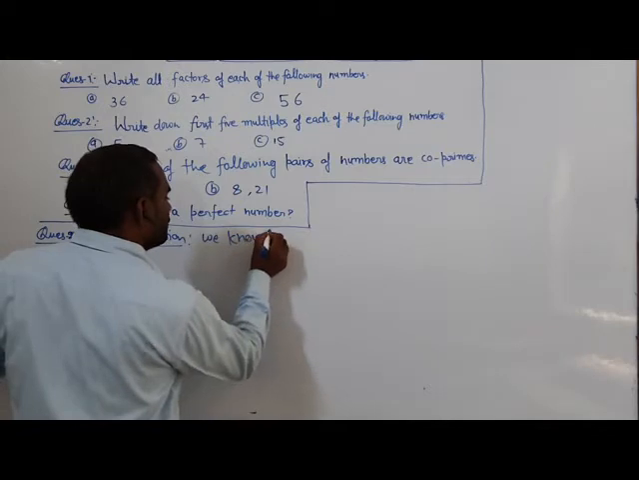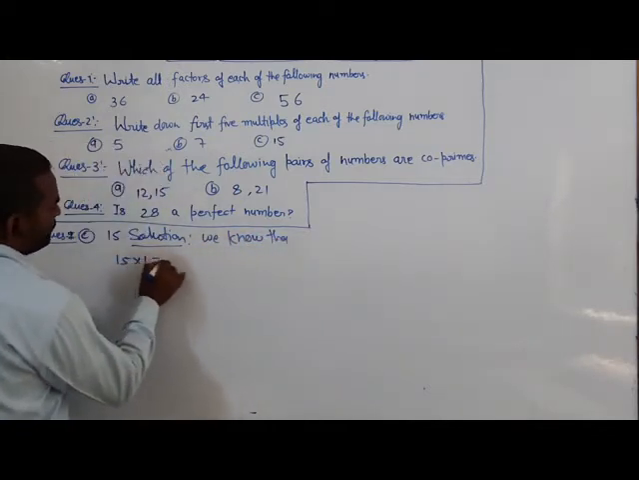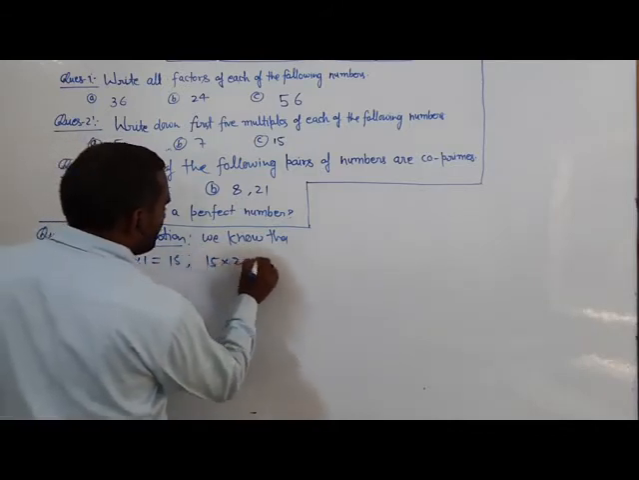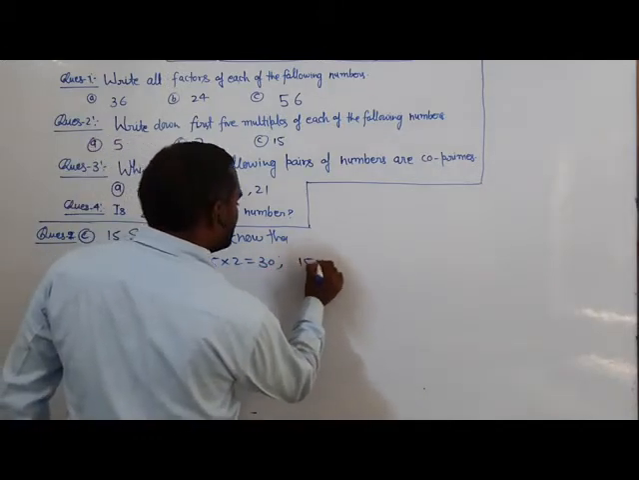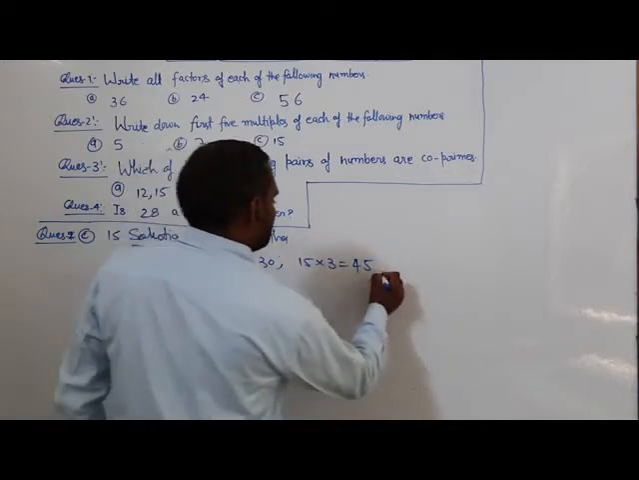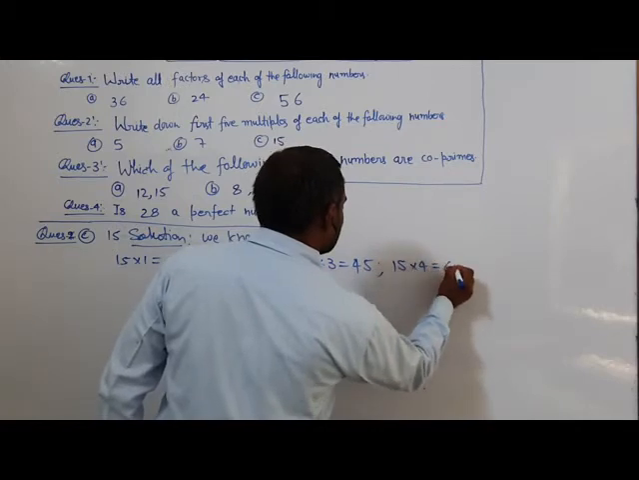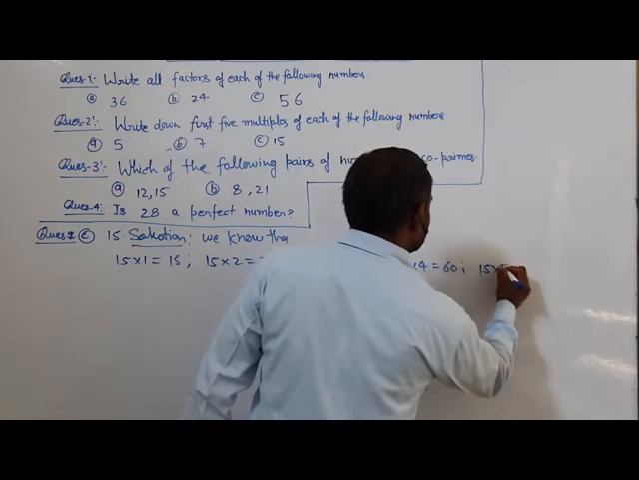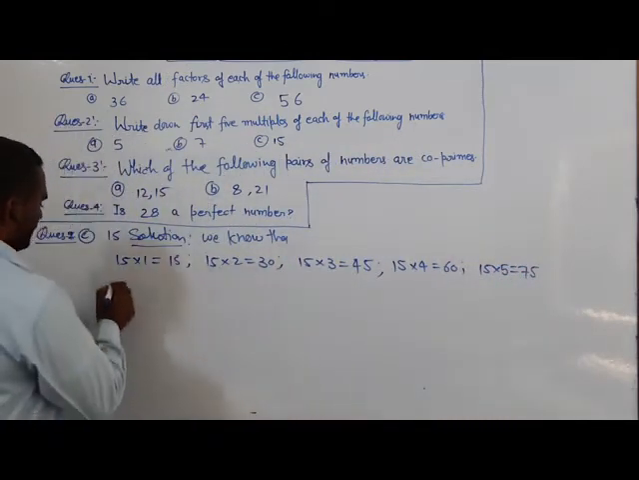We know that 15 into 1 is equal to 15. 15 into 2 is equal to 30. 15 into 3 is equal to 45. 15 into 4 is equal to 60. 15 into 5 is equal to 75.